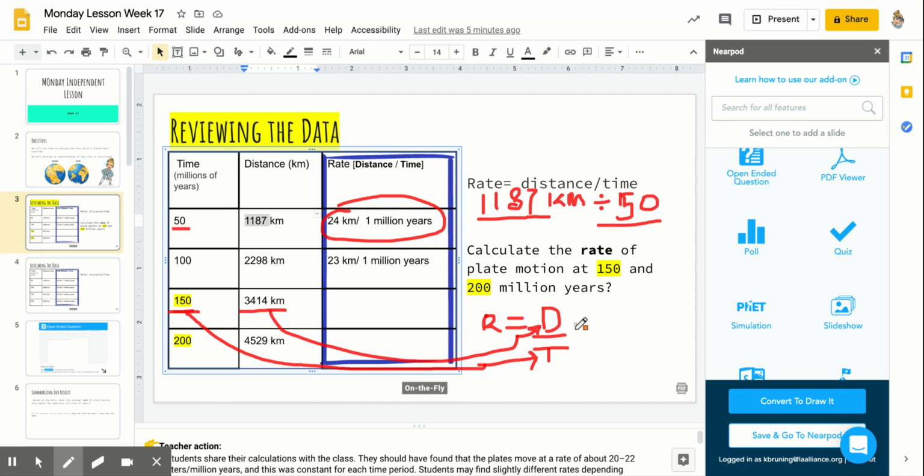And then you will find the new rate. So you'll plug in this number, 3,414 kilometers over 150. Then go ahead and find that rate, plug it in, and then go ahead and find this rate.